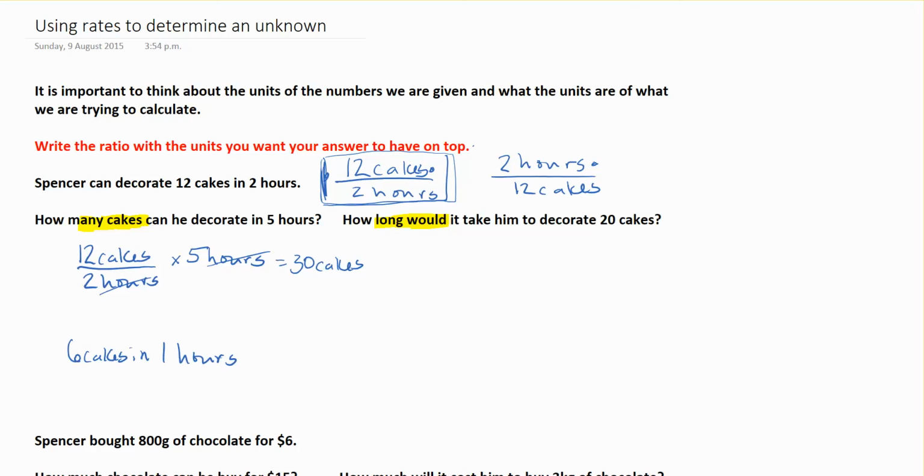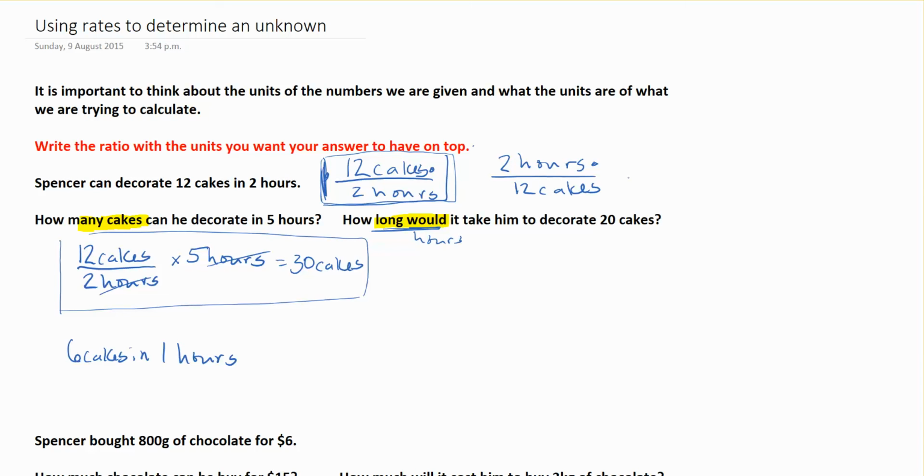And if he can do 6 cakes in 1 hour, well, if he does that for 5 hours, he should have 30 cakes. But this method here, where we put the units that we want for the rate on the top, then our answer will come out to the one we want it to be. As another example here, how long would it take him to decorate 20 cakes? Well, here I'm wondering about how long, so this is the hours.